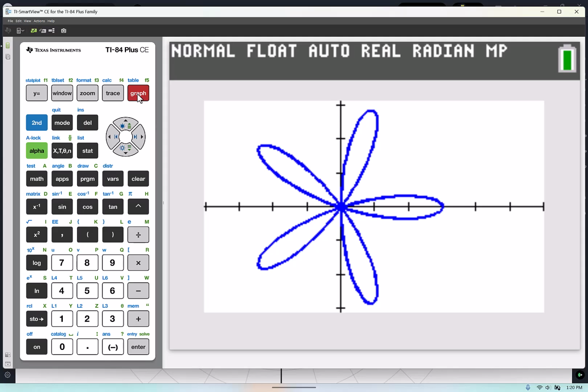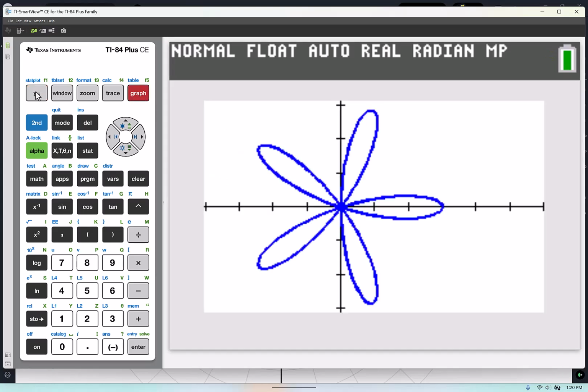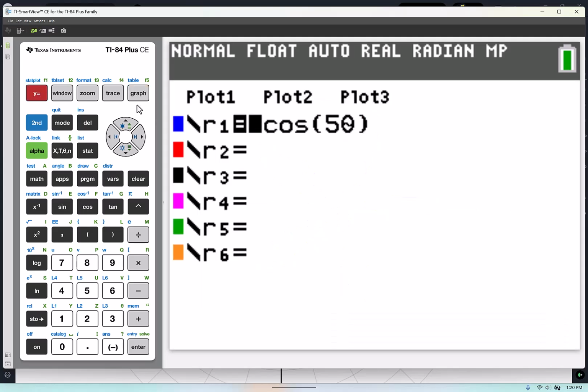I made the step size really small so it can come out nice. So check it out, guys. Look what I put. I put a 5 in there and I have 5 petals. And it's symmetric on the x-axis.